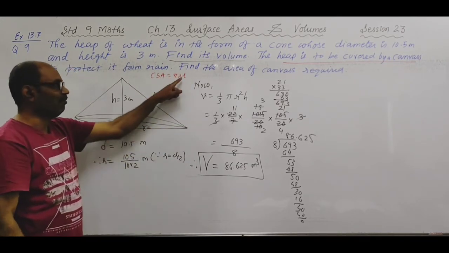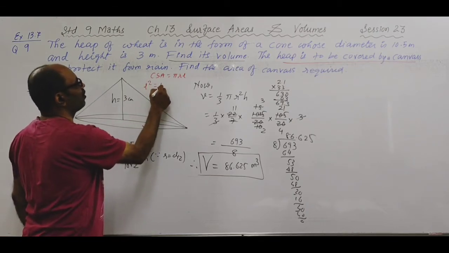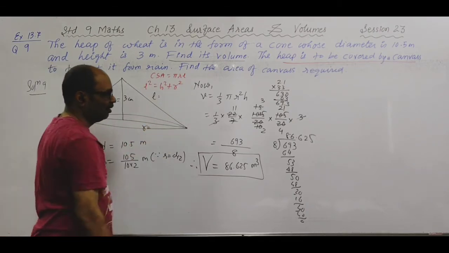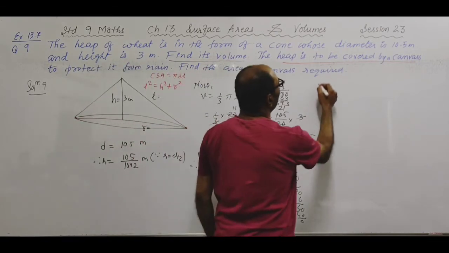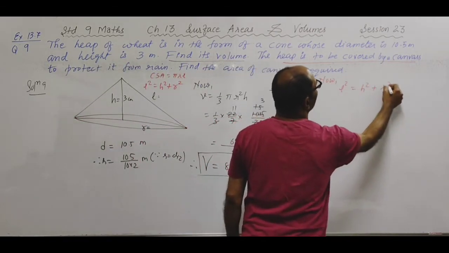My God, L will be required. So this equation is needed. Which one? L square is equal to h square plus r square. It will be troublesome, let's see. Now L square is equal to h square plus r square.